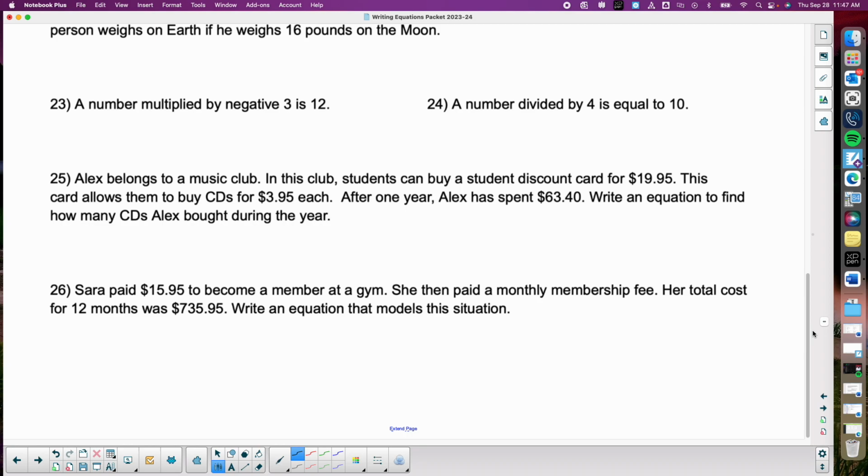All right, well, after a full year of buying CDs, Alex has spent $63.40. It wants us to write down an equation that states. Okay, here's where this one is different. Most students, when I let them try this one on their own, somehow tried to do like 6340 divided by 395. And I understand why, but it's just not right, because they didn't even take into account the $20. So we're gonna write down how much Alex spent first. So Alex spent $20 to be a member.